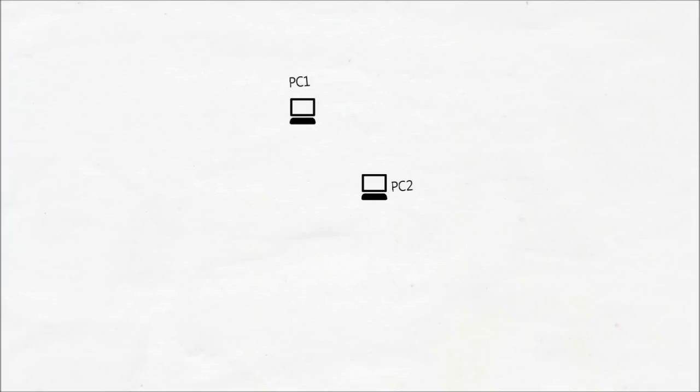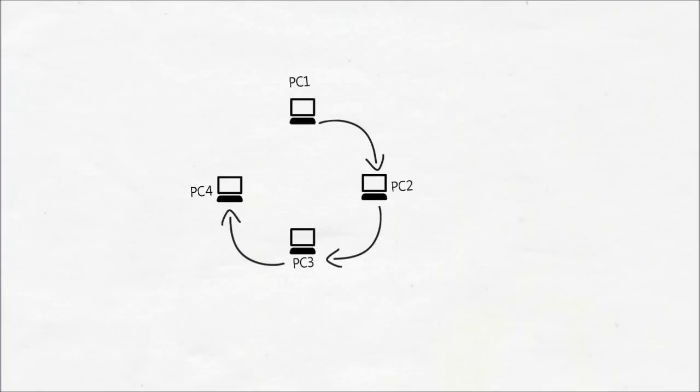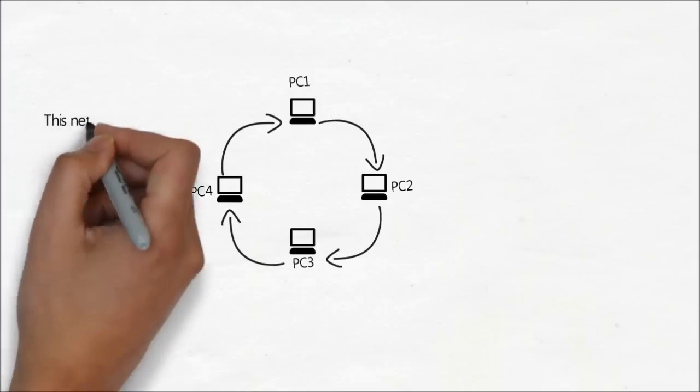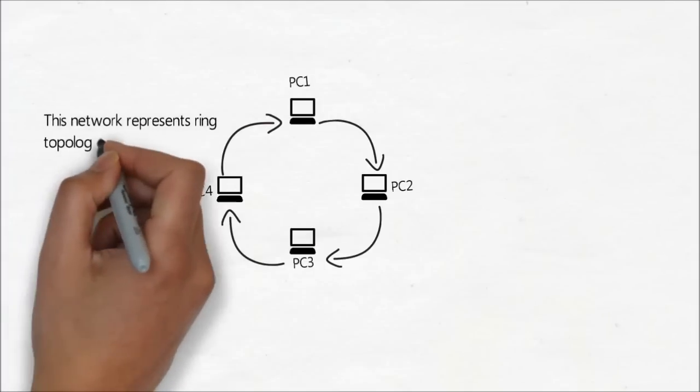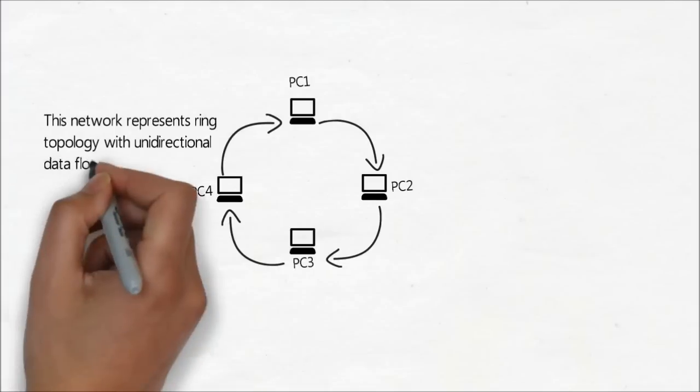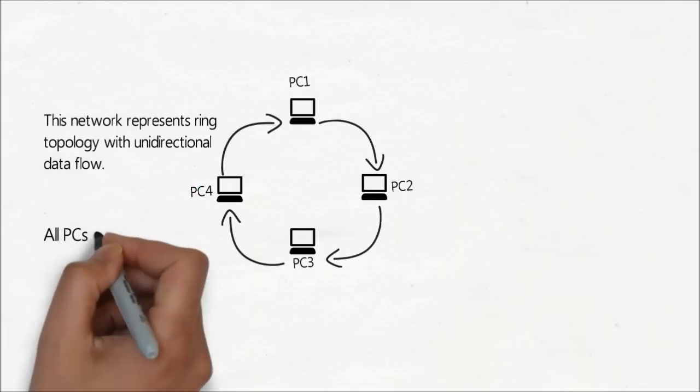PC1, PC2, PC3 and PC4. If these computers are connected in the following circular fashion, then it represents what is known as ring topology. Here, there is only one layer of ring, so it is unidirectional. That means data flows only in one direction.